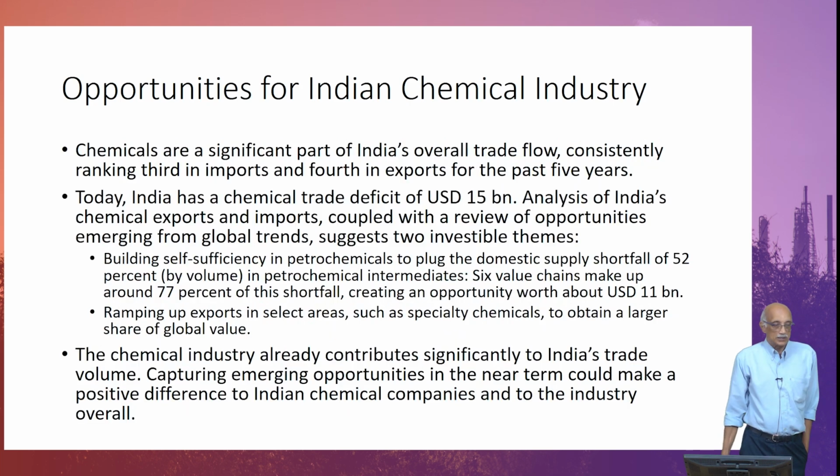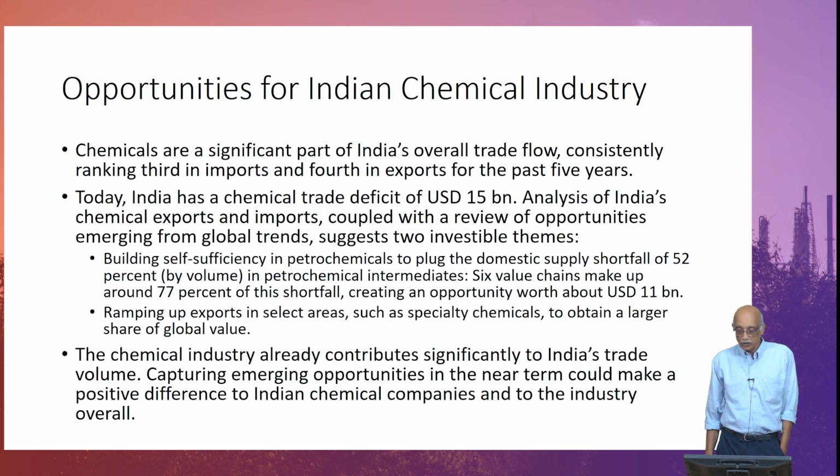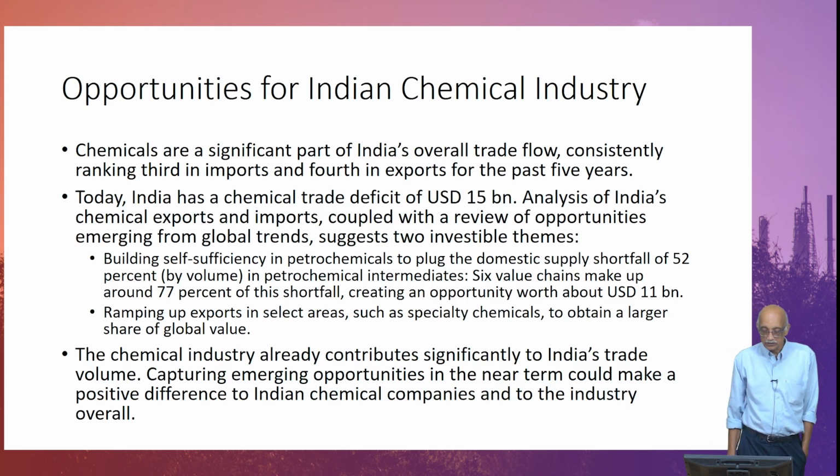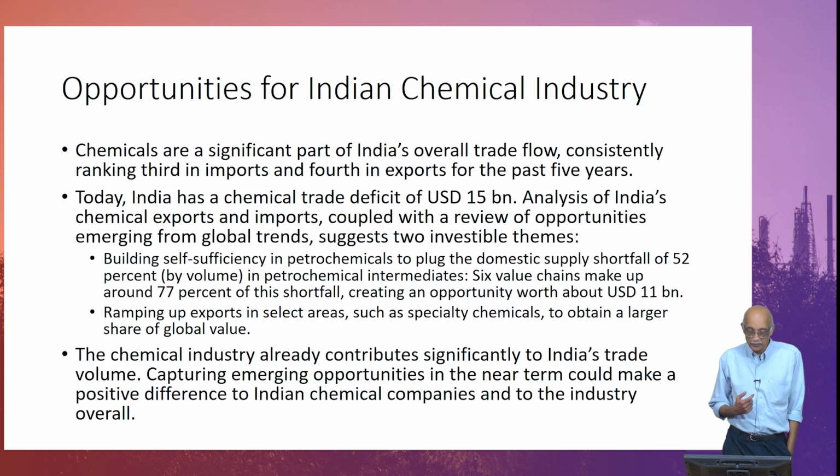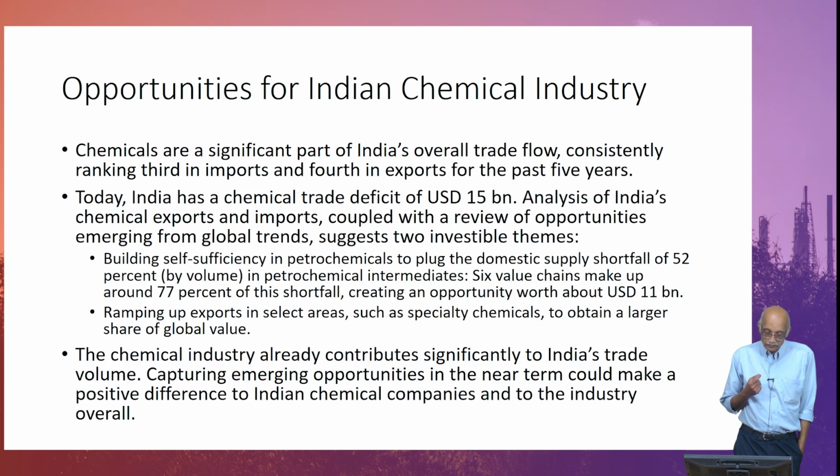So chemicals are a significant part of India's overall trade flow, consistently ranking third in imports and fourth in exports for the past 5 years, which leads to a deficit. There is a chemical trade deficit of $15 billion, which can be addressed, which should be addressed by building more self-efficiency, and also by ramping up exports in select areas, particularly specialty chemicals, where there is an opportunity for us to grow.